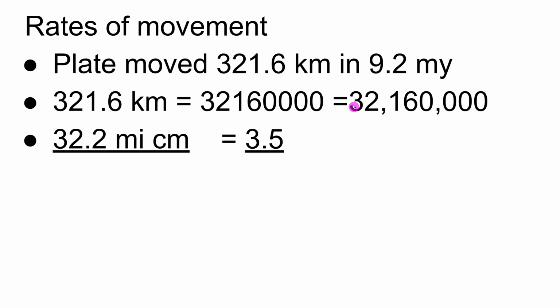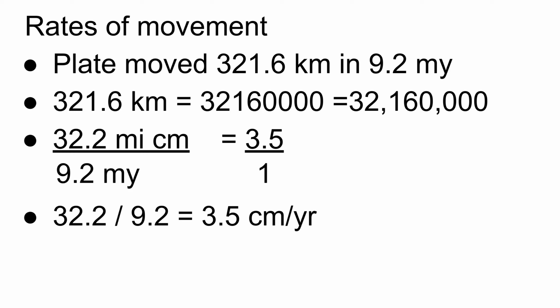So we've got 32.2 million centimeters over 9.2 million years. If we divide 32.2 by 9.2, we end up with 3.5. So we get a speed of 3.5 centimeters per year. I didn't have to round with this one. It just comes out to 3.5 centimeters per year, but all of the rates of movement I want rounded to 1 decimal place. That's it.